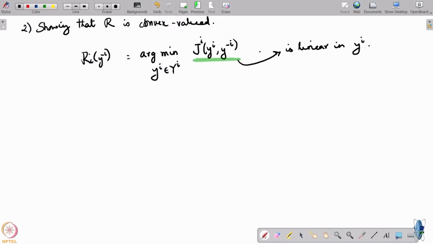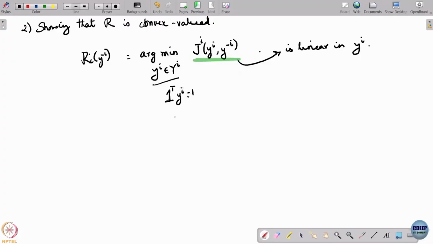Now, if the objective is linear in yi, what about the constraints? Capital Yi itself is defined by two linear constraints: the requirement that 1 transpose yi is equal to 1 and yi is greater than or equal to 0. So, putting these two facts together, the objective is linear in yi and the constraints are also linear in yi, which means that Ri of y minus i is simply the solution set of a linear program, or a linear optimization problem.